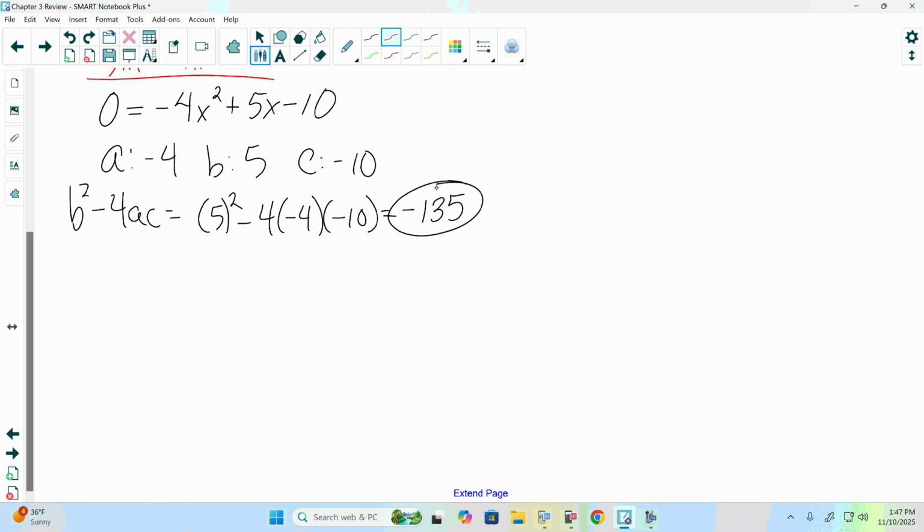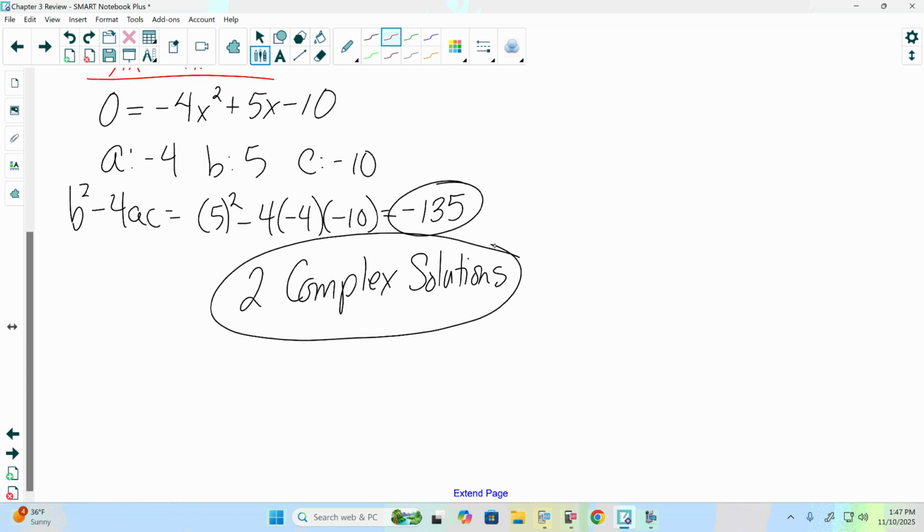So that is the first part of your answer. We have to find the value of b squared minus 4ac. Because it is less than 0, it tells us that we have two complex solutions. The value of the discriminant in this case is negative 135. Since it is less than 0, we have two complex solutions, because if b squared minus 4ac is less than 0, we have two complex solutions. Questions on this here?